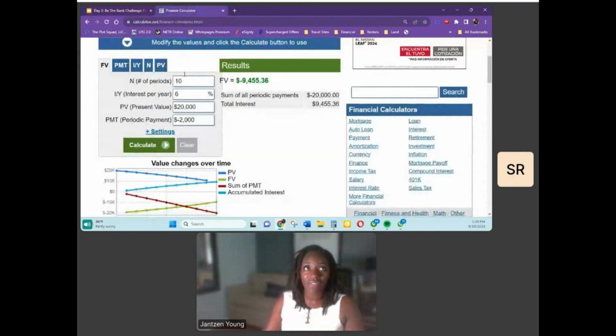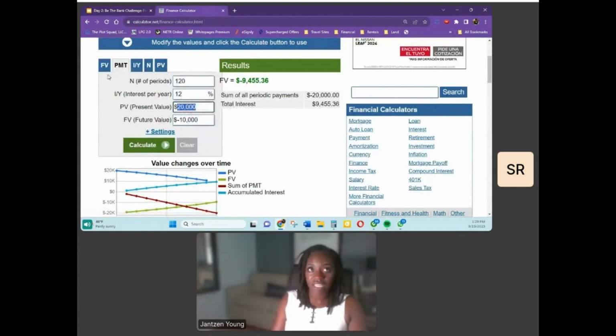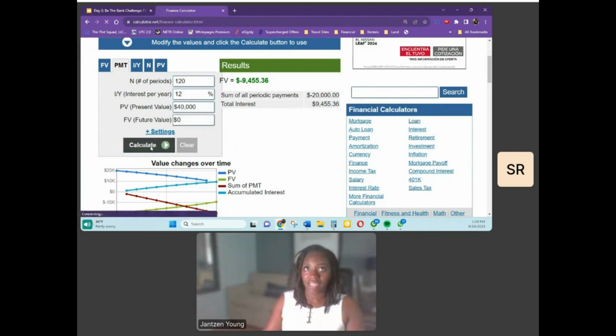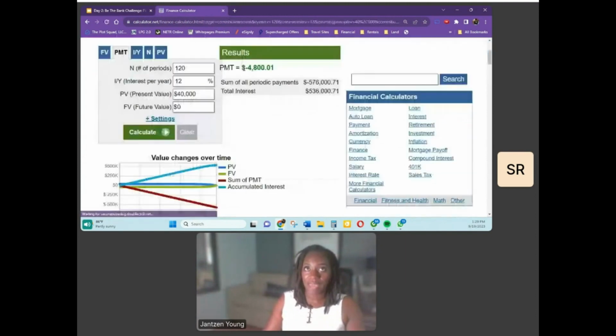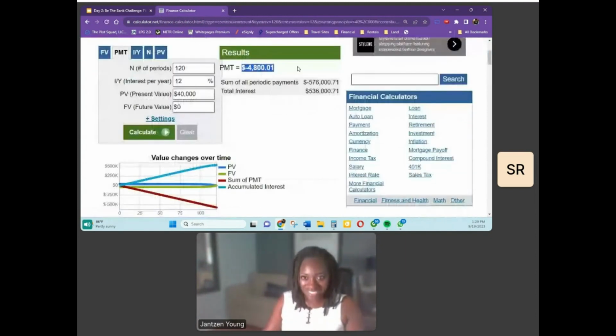So let's go ahead and fill that out now. We look for the payment at 120 months, 12%, $40,000, and the future value is 0. Once I click calculate, it should tell me my payment every month. What? Okay, that's a little much.